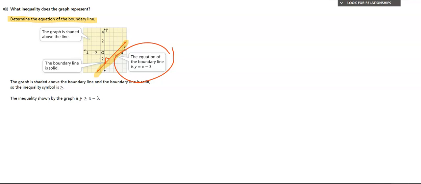That is going to tell me what the main part of my inequality is. The next thing that we have to look at is where it is shaded and what type of boundary line we are using. That will tell me what kind of inequality I'm using and if it's greater than or less than. Because the graph is shaded above the line, we're going to be using a greater than sign.